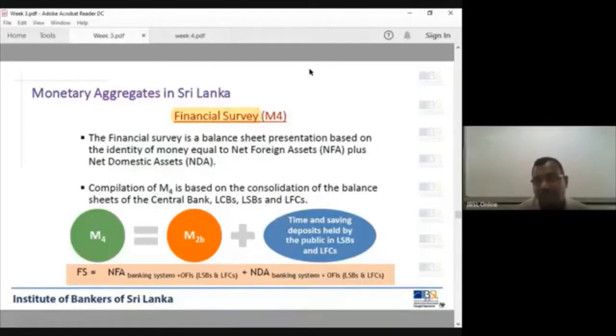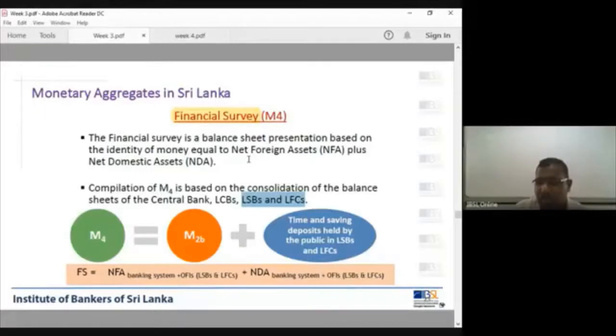Financial survey. So financial survey is the widest monetary aggregate in Sri Lanka. It is larger than M2B. If you look at this calculation, it's the money available or consolidated money in both the central bank and commercial banks, as well as LSBs and LFCs. LSB means licensed specialized banks.